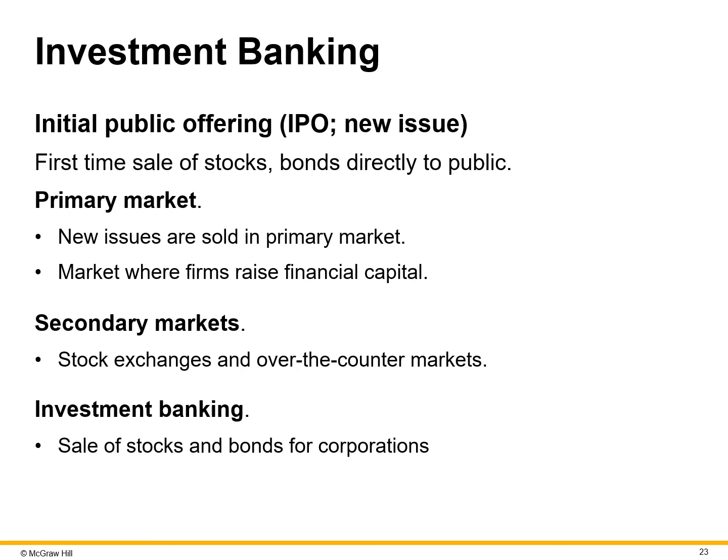New issues are sold directly to the public and to institutions through primary markets, the markets in which firms raise financial capital. The secondary markets are stock exchanges where investors trade their securities with other investors rather than with the company that issued the stock or bonds. Investment banking is the sale of stocks and bonds for corporations. Investment bankers can help iron out the details in mergers by helping the firms come up with an appropriate price.